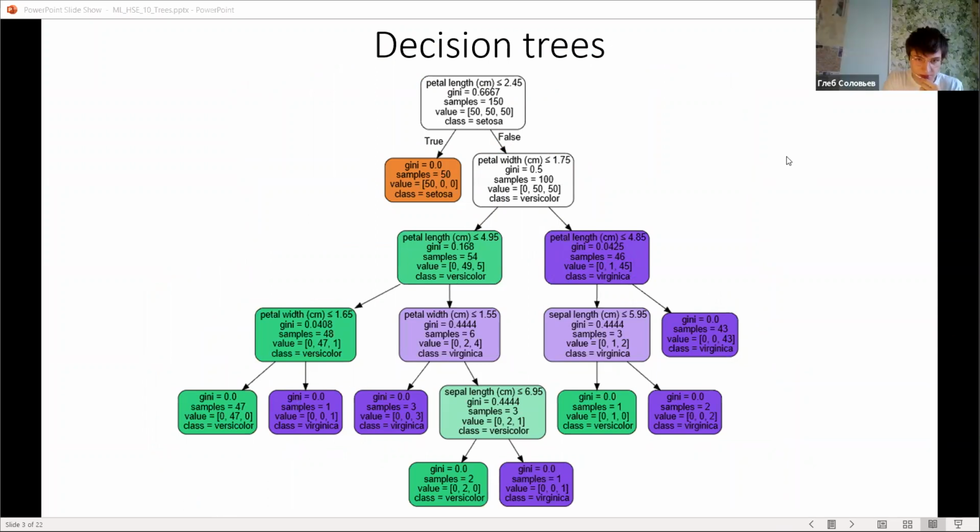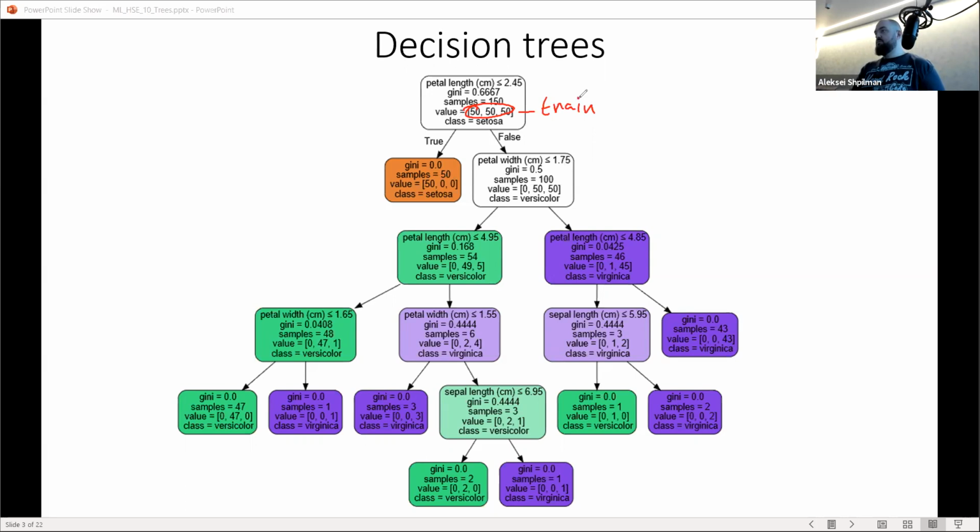Can I ask a small question? Is value the number of points? Yeah. Okay, thank you. So this is a vector value of class distribution. So the number of points, the initial data set had 150 points, right? This is the initial data, so this is the training data. This is the trained data set, and it gets separated.